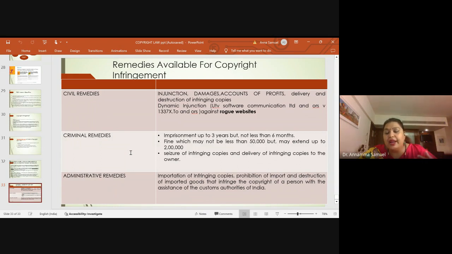Administrative remedy: there are a lot of administrative responsibilities which are given even to the customs authorities for the importation of infringing copies, and the prohibition and destruction of the imported goods. And for the customs authorities, if you visit their webpage, there is a series of processes which you have to comply with before seeking the help of the customs authorities.